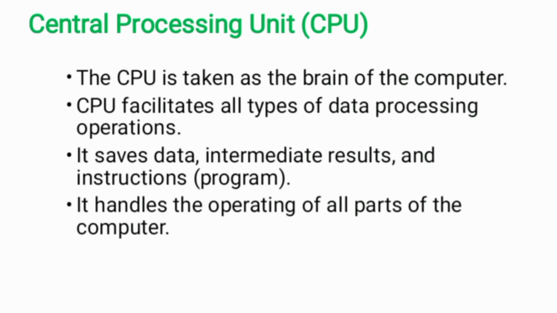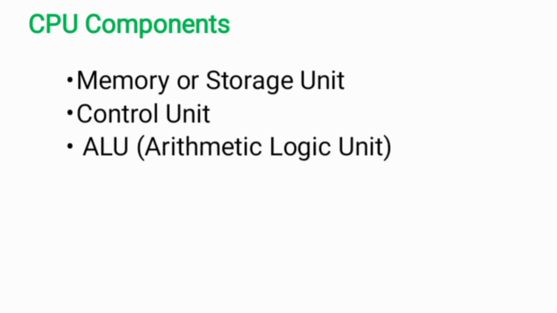These are the points to remember for central processing unit. The first point, the CPU is taken as the brain of the computer. Second, CPU facilitates all types of data processing operations. Third, it saves data, intermediate results and instructions, that is the program. Then fourth, it handles the operating of all parts of the computer. The CPU itself has three components: memory or storage unit, control unit, arithmetic logic unit.